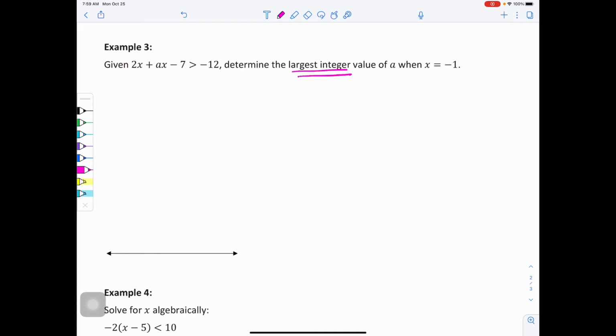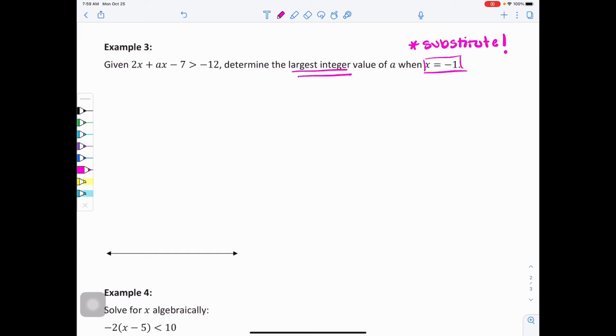What's different about this inequality is that there's some substitution that has to happen. We have two variables in the inequality, which means we cannot solve it. You can only solve this if there's one variable. But the way we get around that is right here, they want us to substitute -1 in for x. So let's make a little note up here that we should be substituting.